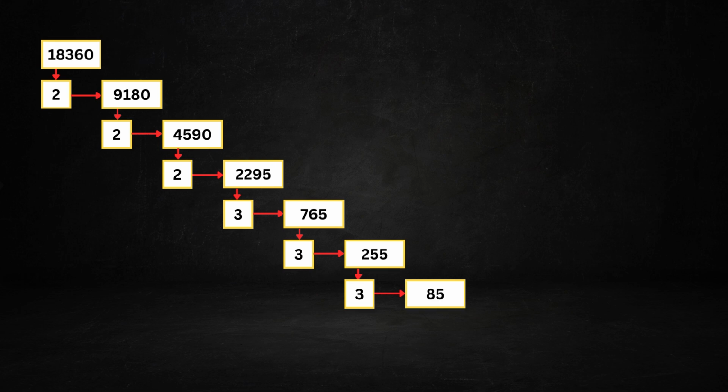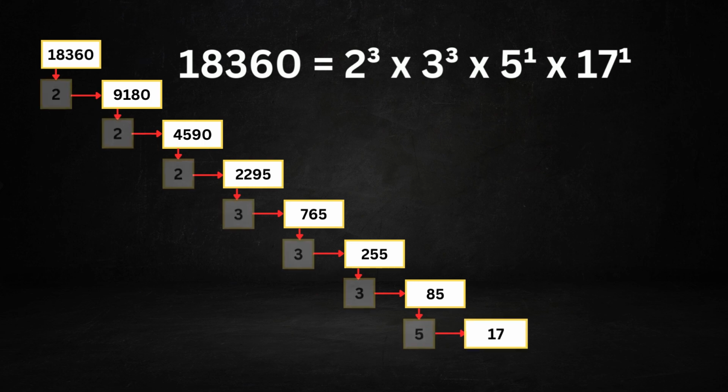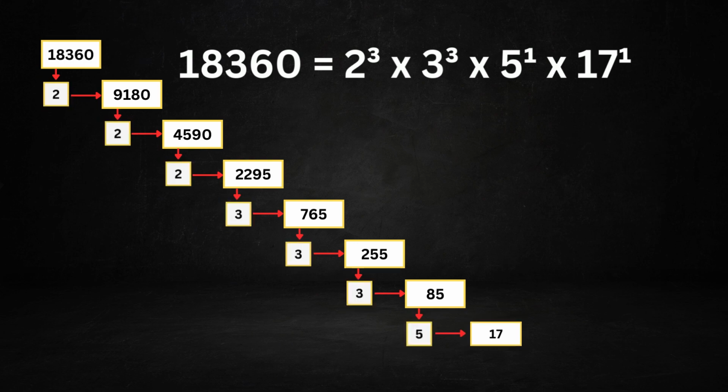Next, we divide by 5, the next smallest prime. Finally, 17 is a prime number, so we stop here. Thus, the prime factorization of 18,360 is 2 cube into 3 cube into 5 into 17. This means 18,360 can be uniquely written as a product of prime numbers, following the fundamental theorem of arithmetic.